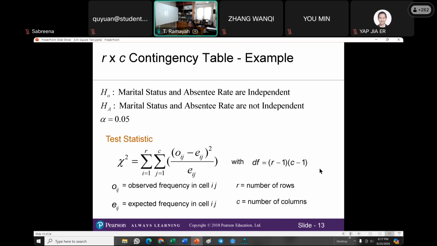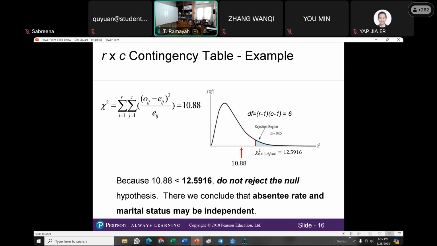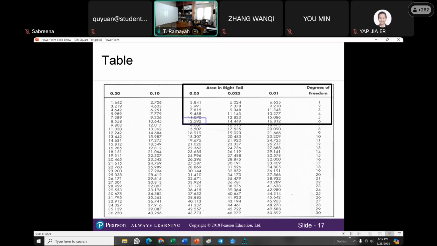Alpha is 5%. Your critical value will be, for degrees of freedom 6, alpha 5%, this is your critical value. 12.592. 12.592 is your critical value.